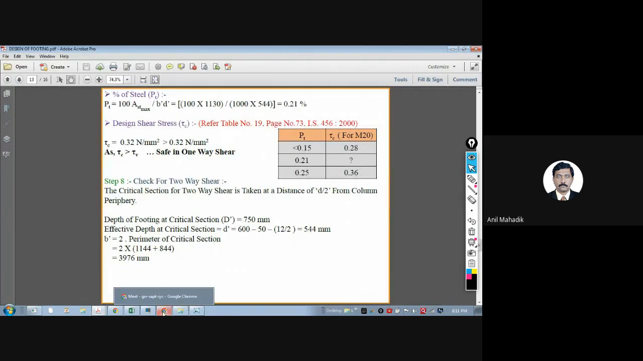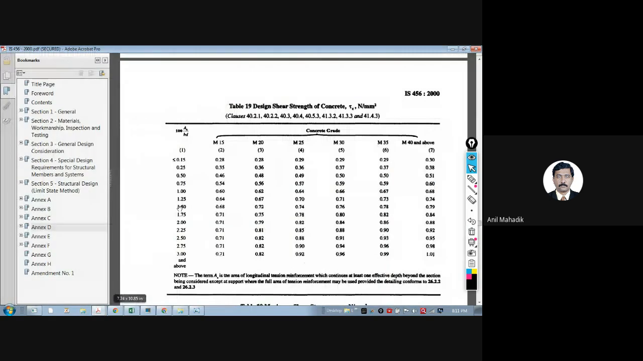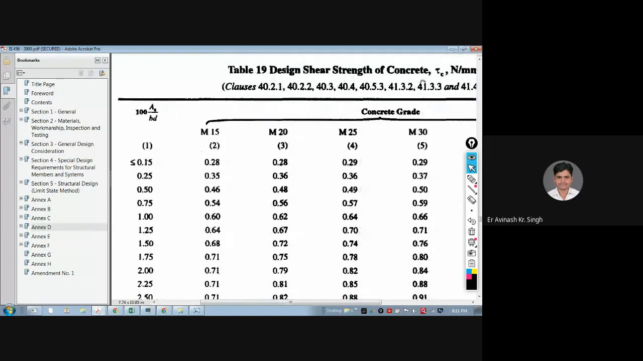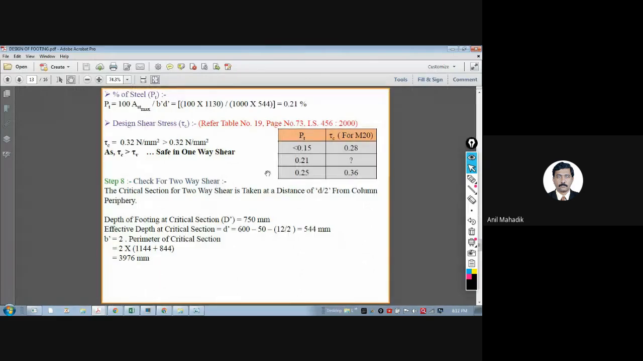0.21%. So as it is 0.21, you can see here, it will be something in between 0.15 and 0.25. That PT is in between this. So that means our permissible stress will be in between 0.28 and 0.36, right? Getting? Yes, sir. So this is your permissible shear stress tau C. So you need to interpolate that, in between this 0.15 to 0.25. So this is a question mark. So you can interpolate and you get this value as something like 0.32 MPa. So just matching.